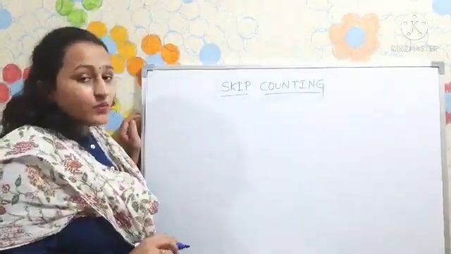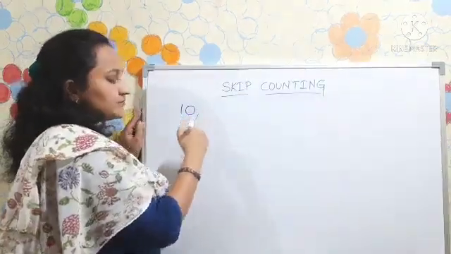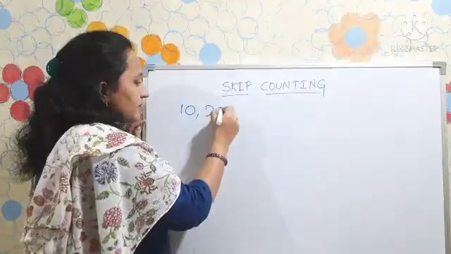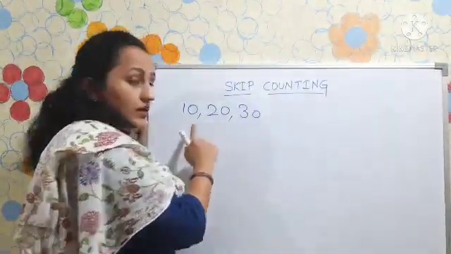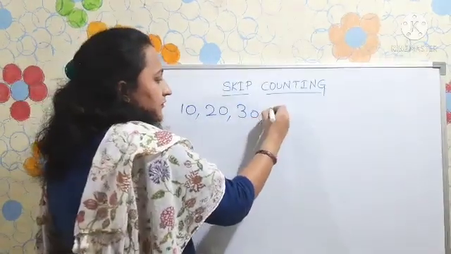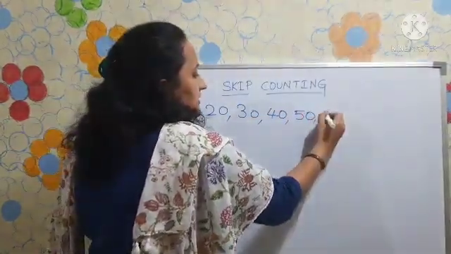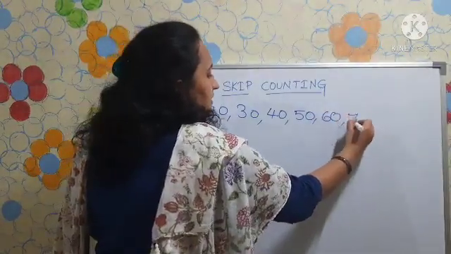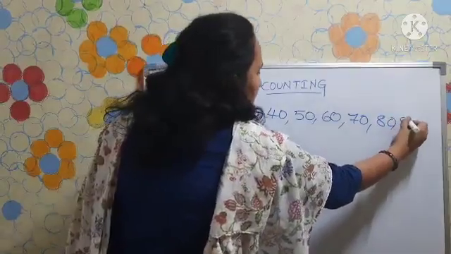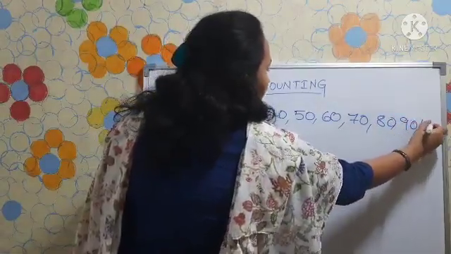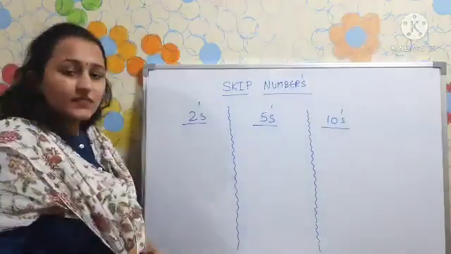In the same way, we can write skipped numbers of 10. 10, 20, after 20, 30. 40, 50, 60, 70, 80, 90 and 100. All these are skipped numbers of 10.